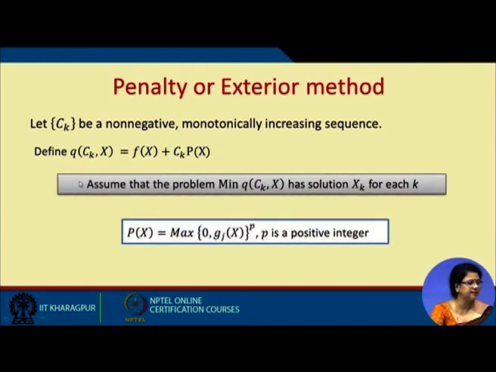If this is the case, then the problem will be minimization of q, where xk is the optimal solution for each k, and the penalty function can be considered in this way, where p is a positive integer. In this case, the value of the penalty function will always be positive and continuous. If x approaches the boundary of the feasible space, the P(x) value will converge to 0, whereas the value of Ck will go to infinity. This is the exterior penalty function method.